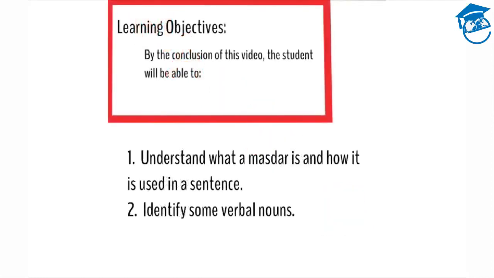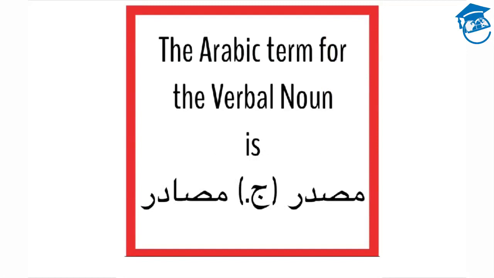Learning objectives. By the conclusion of this video, the student will be able to, number 1, understand what a masdar is and how it is used in a sentence, and 2, be able to identify some verbal nouns. The Arabic term for the verbal noun is masdar. The plural of masdar is masadir.